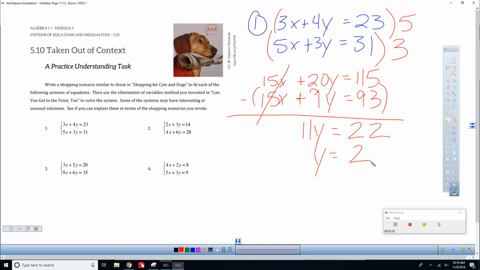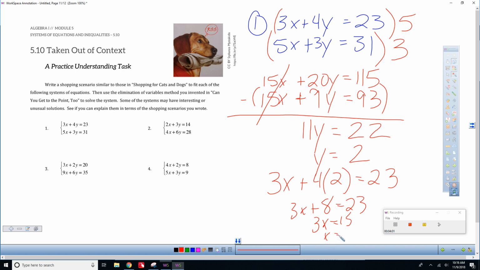Okay? How do we find out how long it took us to make the unsalted bag? Plug it in, plug it in. 3x plus 4 times what, Carson? 2 is 23. 3x plus 8 is 23. Subtract 8. 3x equals 15. Divide by 3, and x equals 5. X equals 5.